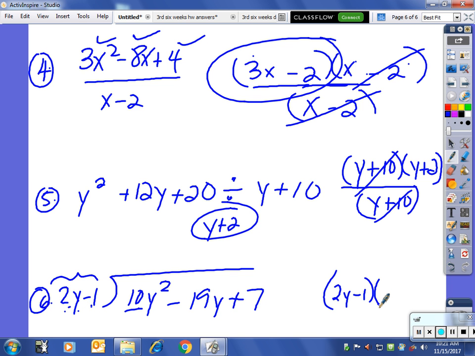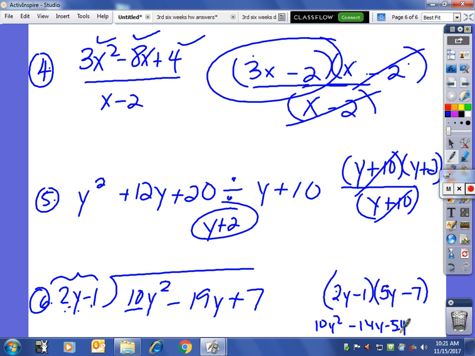So if 2y minus 1 is going to be one of my guesses, then I would have to have a 5y here and I'd have to have a minus 7 here. Now make sure it works. That would give you 10y squared minus 14y minus 5y, which does give you negative 19y. And then you'd get a plus 7 on the end. So yeah, this hint did help me with my factoring.